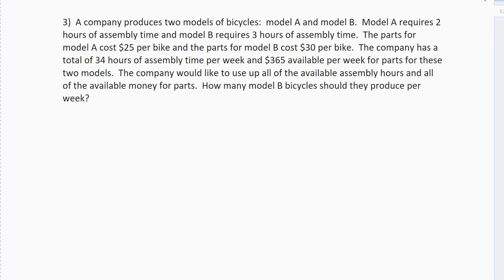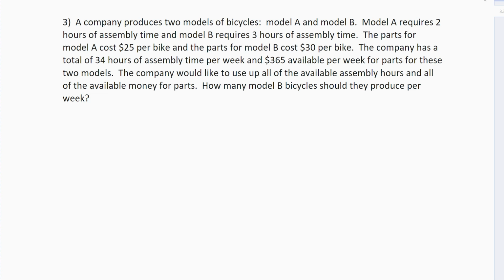Alright, so I have a company that has 2 types of bikes, not motorcycles. There's a Model A and a Model B. Model A requires 2 hours of assembly time. Model B requires 3 hours of assembly time. Parts for Model A cost $25 per bike. Parts for Model B cost $30 per bike.